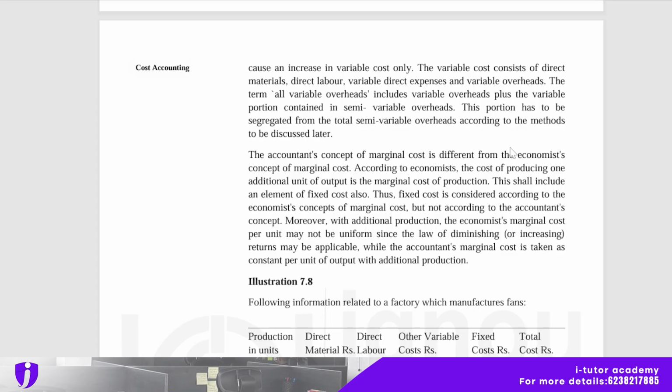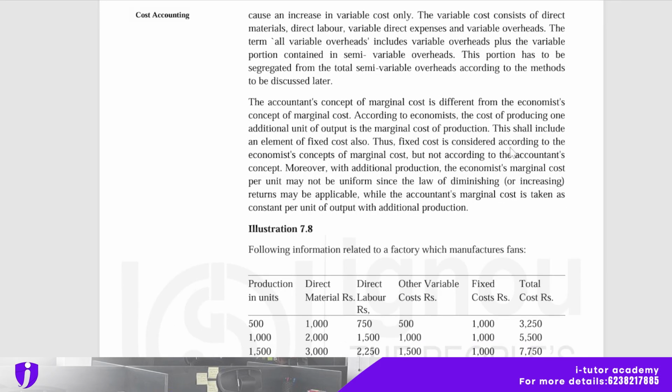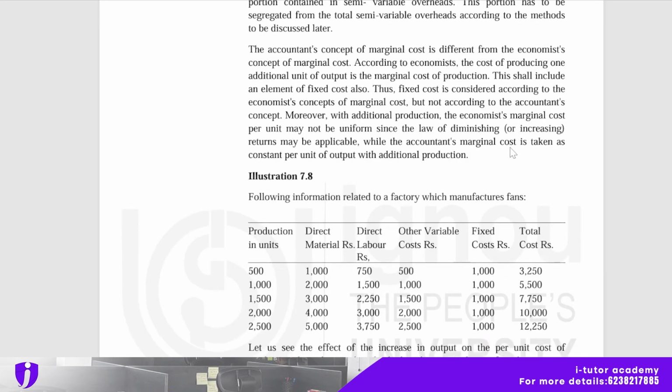The accountant's concept of marginal cost is different from the economist's concept of marginal cost. According to the economist, the cost of production of one additional unit of output is the marginal cost of production. This shall include an element of fixed cost also. Thus, fixed cost is considered according to the economist's concept of marginal cost but not according to the accountant's concept.